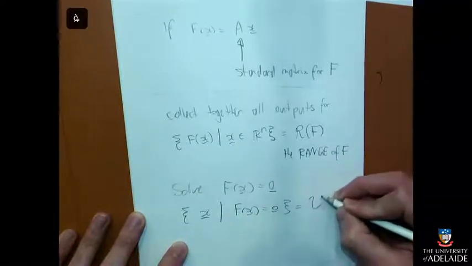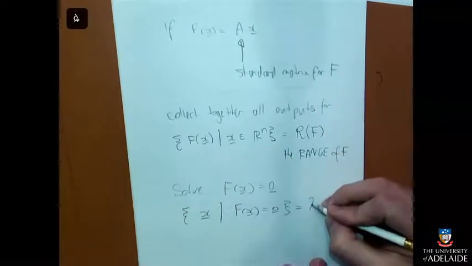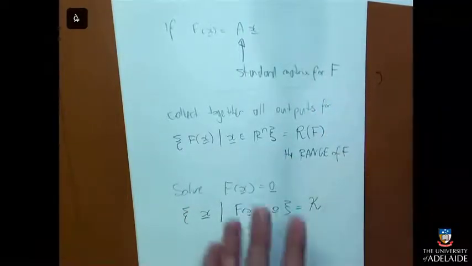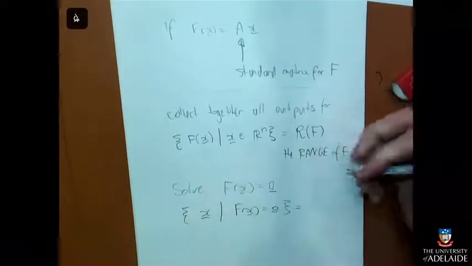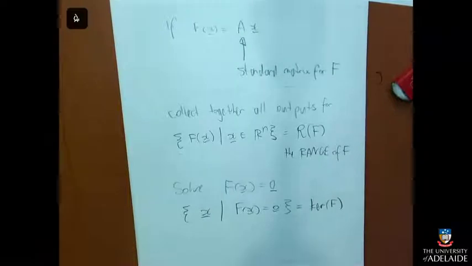That's called the kernel, which I always draw wrong. I start drawing a chi. No, that's not with a K, it's K-E-R, isn't it? That's right. Is that a good notation? That's called the kernel.